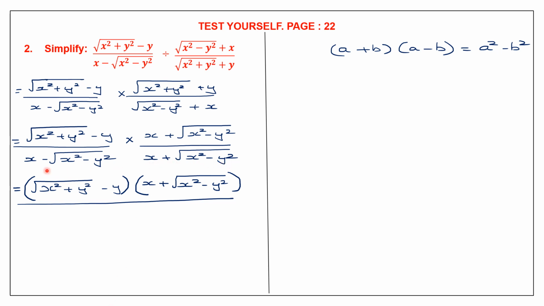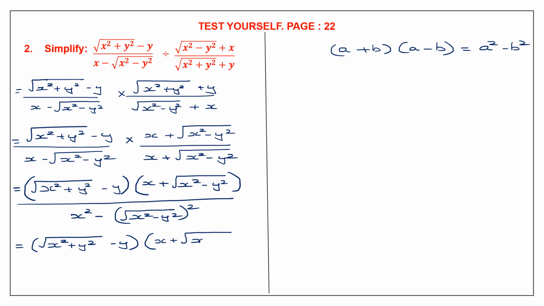So a plus b into a minus b is a square, so that is x square minus b square. And which is b? b is the root of x square minus y square. Now the square of this. Now let's simplify this. The numerator remains the same. We'll leave it as it is now. So that is the root of x square plus y square minus y into x plus the root of x square minus y square. So the numerator we're leaving it as it is.